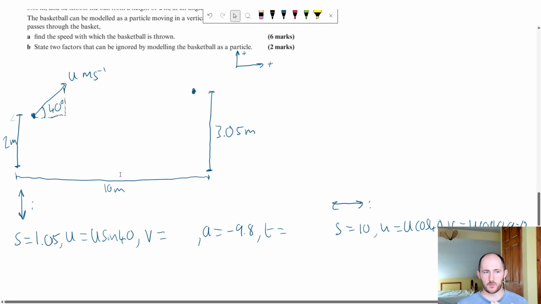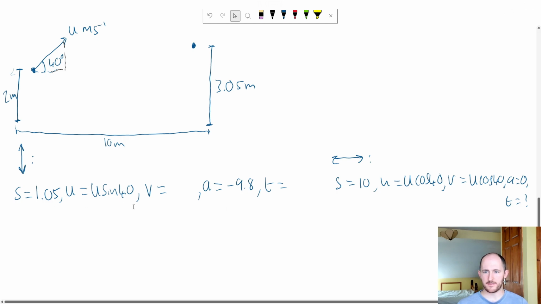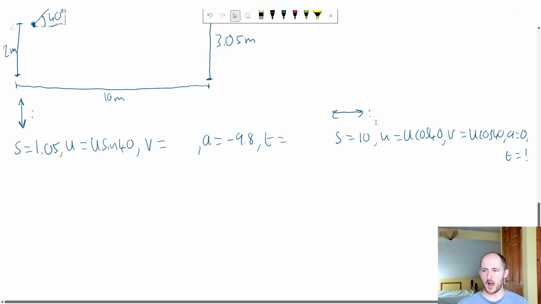Now, what I'm trying to work out is the initial velocity, what U is, the speed with which the basketball is thrown. Now, if I have a look at this, I don't have enough information here, right? Because of S, U, A, and T, well, we have S, U, and A. I have no idea what V is, and I don't know what T is. Now, if I have a look at the other equation, we have S and U. Well, what could we work out?